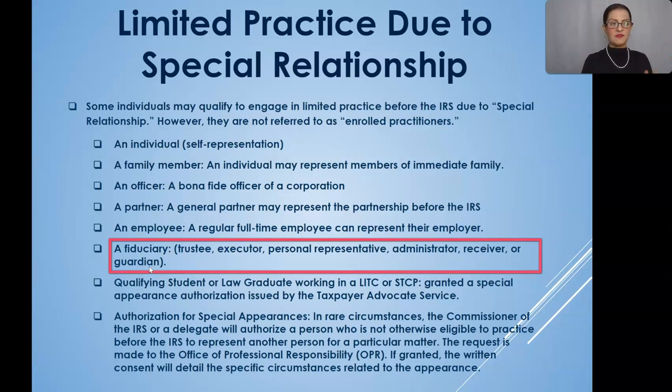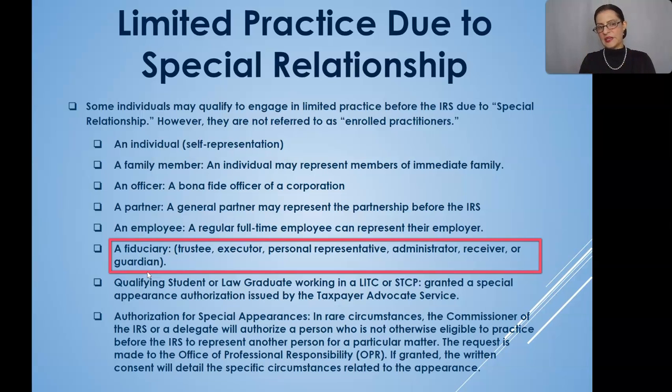And then also I would be responsible for filing my father's final tax return if it was still outstanding. Like, for example, if he did have to file a Form 1040 and he passed away before it was filed, then I would be responsible for filing that return or hiring someone to file it, and then I would sign it, okay, if I was the executor of his estate. That's a fiduciary, okay? And I would have limited practice due to that special relationship. The special relationship that we're talking about here is the fiduciary relationship. I'm an executor, okay? And whether I was an enrolled agent or not would not matter if I was actually named an executor by the courts.